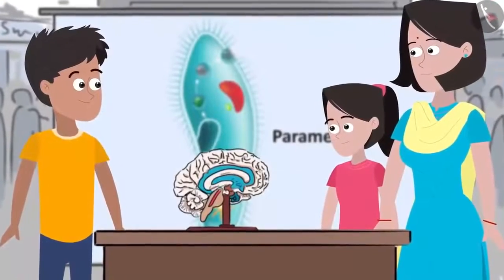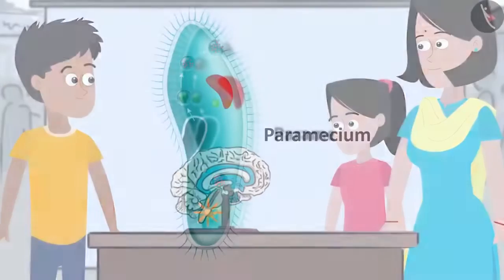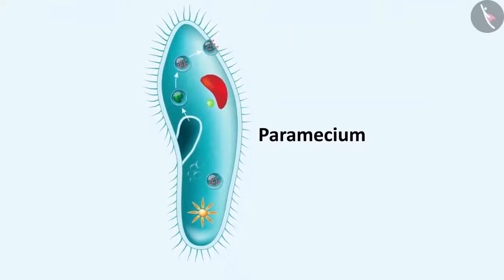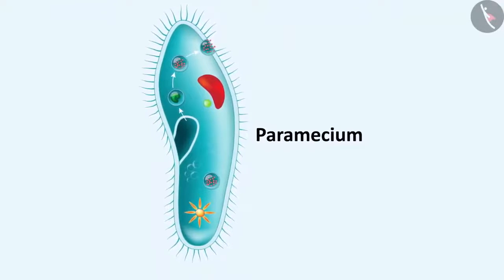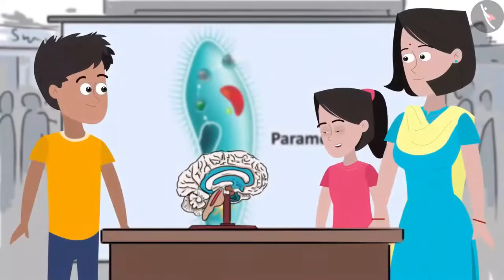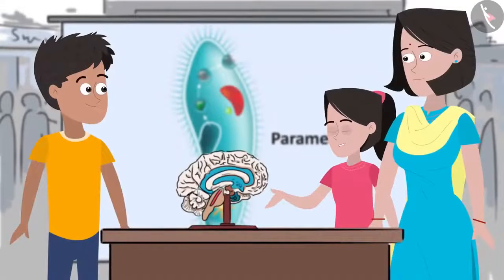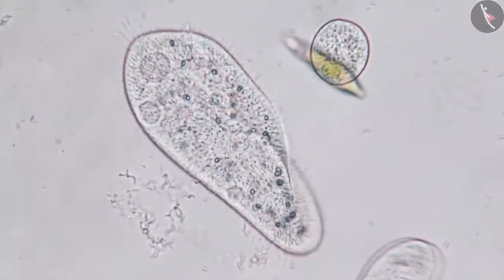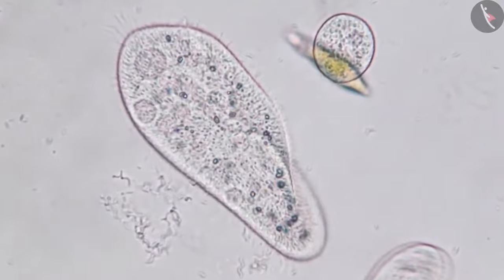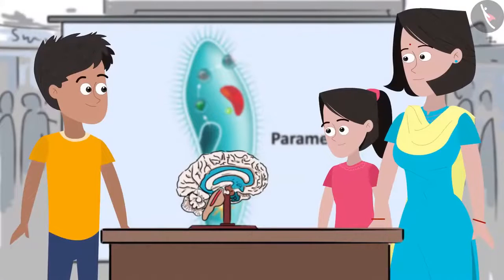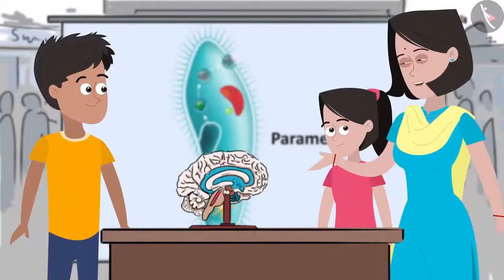On one of the posters at Kabir's stall, Sanya observed a shoe-like structure labeled as paramecium. Look, Bhaiya, this organism looks like a shoe. Yes, this is paramecium, a unicellular organism. Unicellular organism? Yes, an organism that has just one cell.